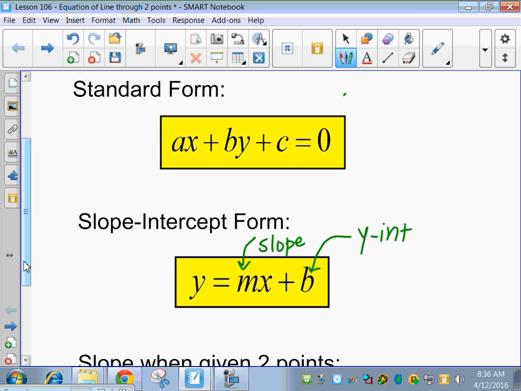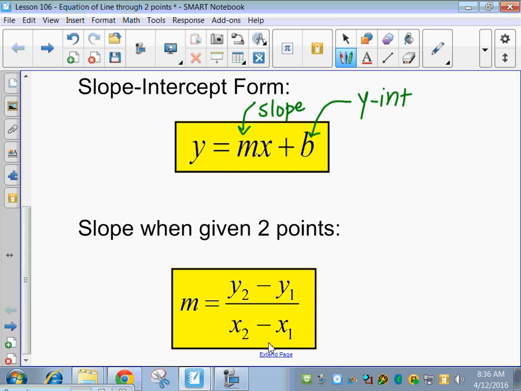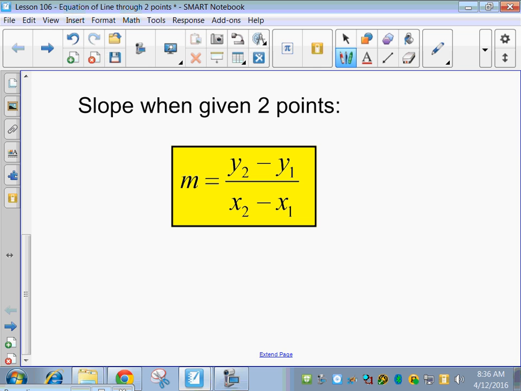And we also know this one. That's not new. Slope, right? y2 minus y1 over x2 minus x1. We've been doing that for a long time as well.